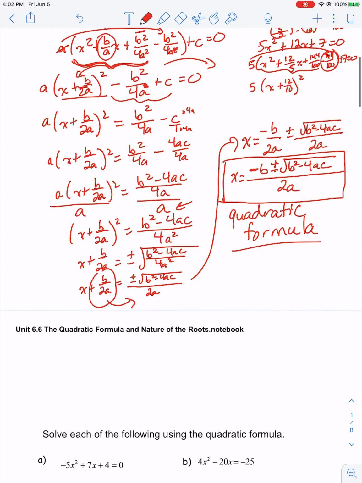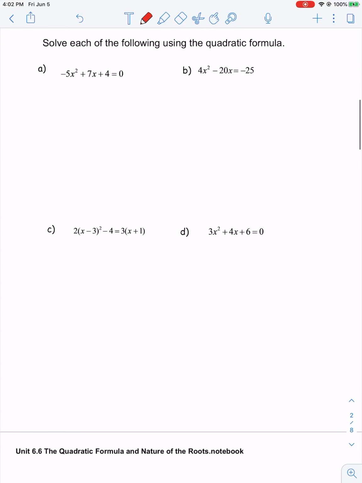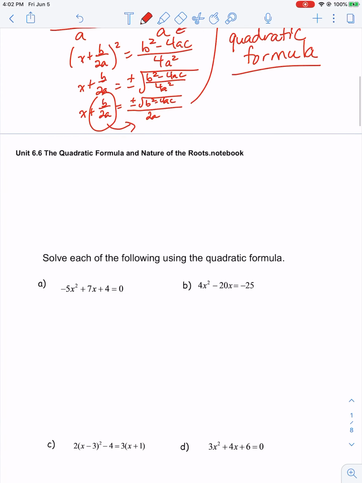So let's just see this thing in action. We've got 4 questions here. For this first question, it says solve each of the following using the quadratic formula. In this question, a equals -5, b equals 7, c equals 4. So x equals opposite b, which actually I'm going to write down, minus b plus or minus the square root of b squared minus 4ac all over 2a.